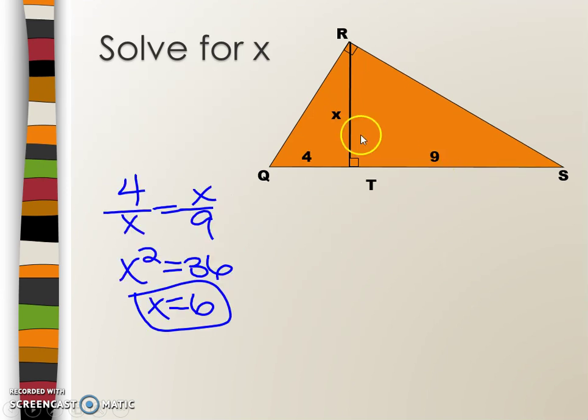So let's try this again. Now we're looking for x. So x is the geometric mean. 4 is there, 9 is there. So let's write this ratio. And then x times x is x squared. 4 times 9 is 36. The square root of 36 is 6. So the altitude is 6.